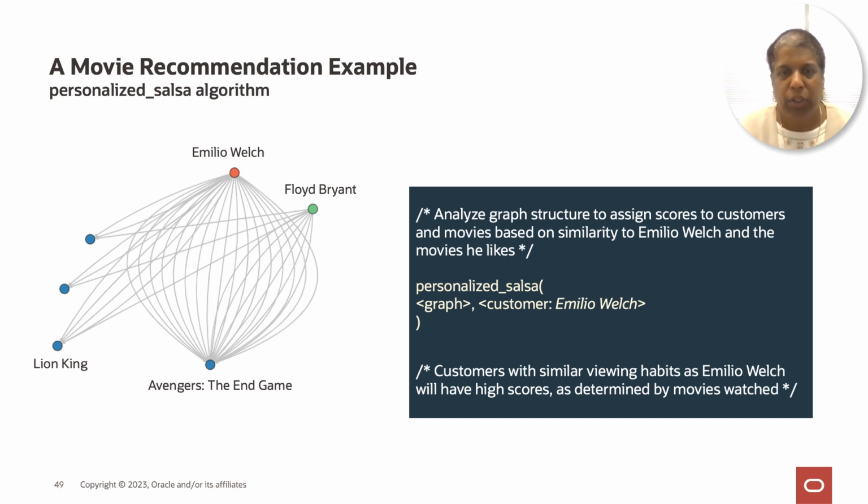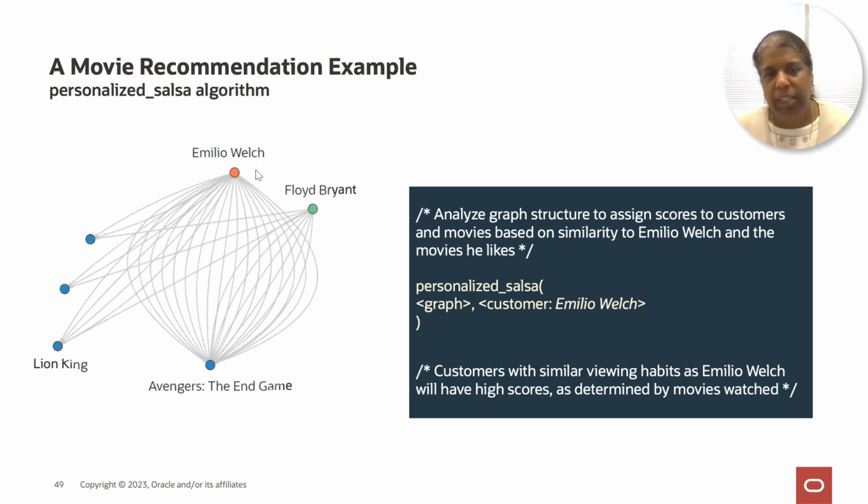Here, this snippet shows the personalized SALSA algorithm, which is going to assign a score to movies based on how movies are connected to the different customers and based on the viewing pattern. So you have Emilio connected to different movies here. You have Floyd also connected to different movies. So based on how these movies are connected to different customers and based on whether there's an overlap in the movies these customers watch, these movies get a score. And the higher the score, the better the recommendation for Emilio.